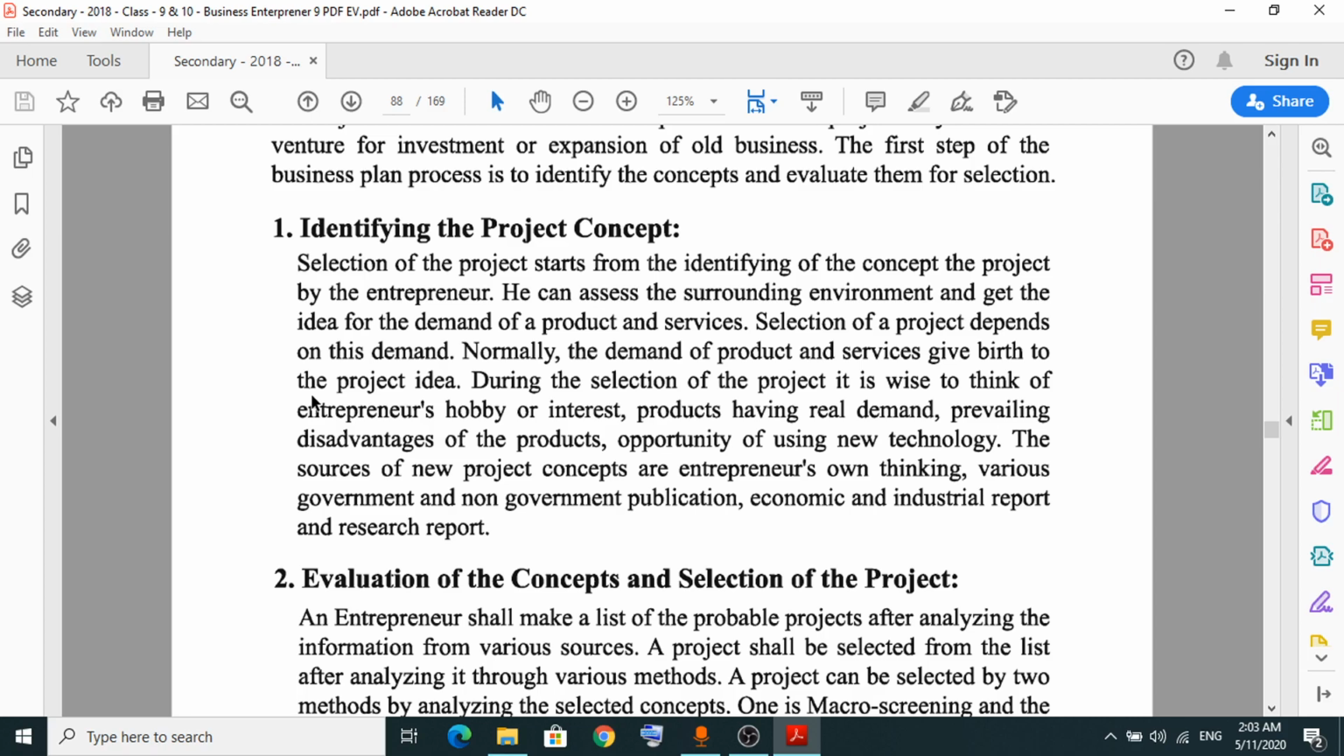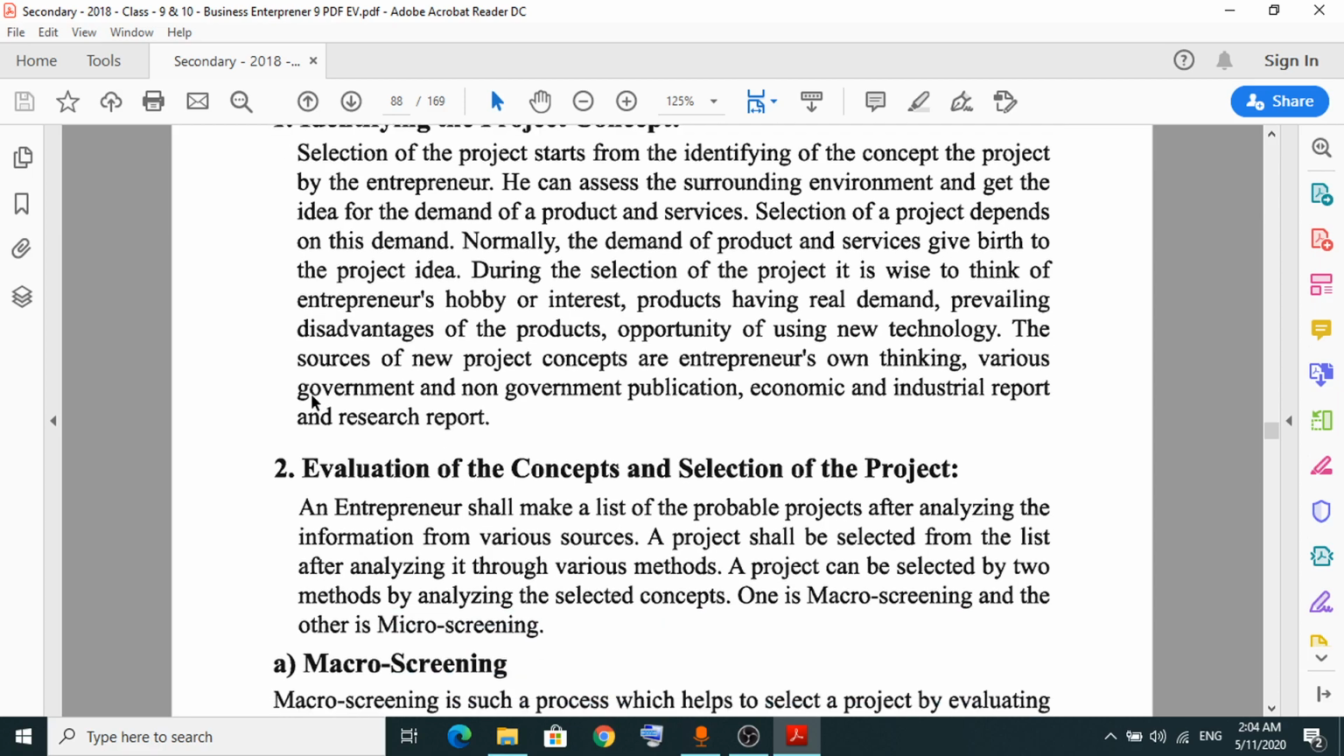You have to find out your hobby or interest. You can select a project based on your hobby. Like your hobby is planting trees, then you can think about starting a business based on selling baby seeds or baby plants. This business will be based on your hobby or interest, or thinking about the demand of any type of product. This will also help you to get the idea of the project concept. So this is the thing that you have to think about while identifying the project concept.